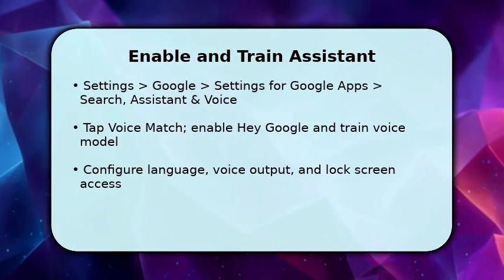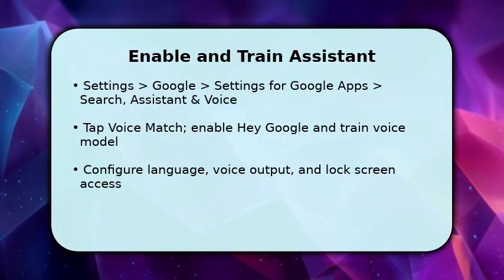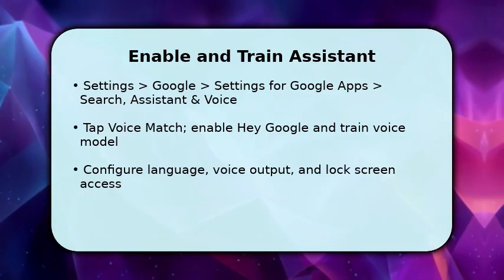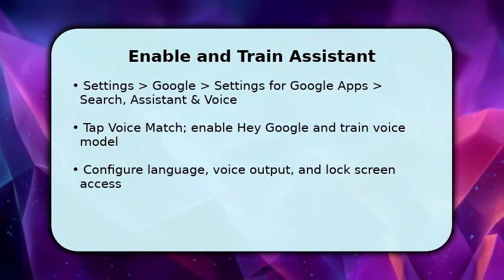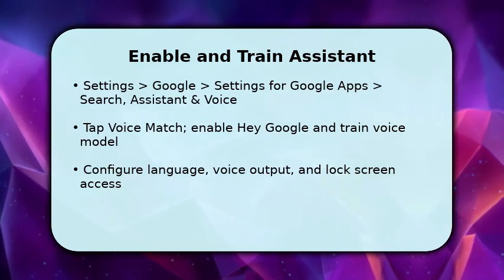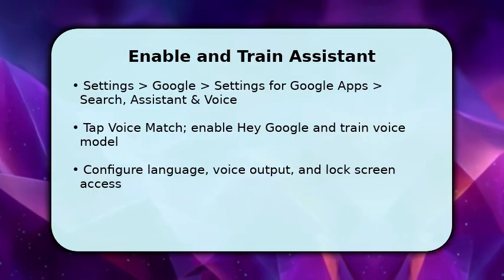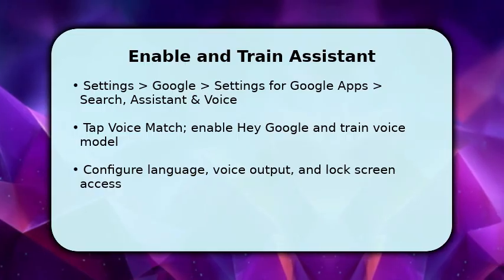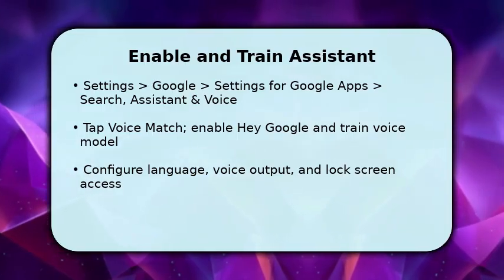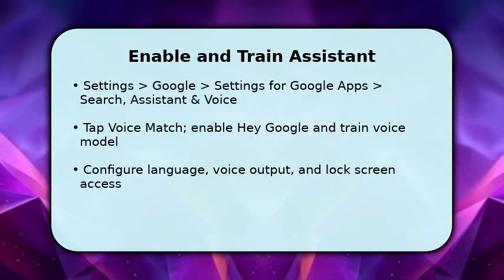Continue by enabling Assistant features and teaching it your voice. Go into Search, Assistant and Voice and select Voice Match. Switch on Hey Google and follow the short voice prompts to create a voice model. Make sure the chosen language matches your speech and enable voice responses. Also allow Assistant on the lock screen if you want quick access. These steps let Assistant recognize you reliably and respond with appropriate audio and visual cues. Make sure each prompt completes before moving on.